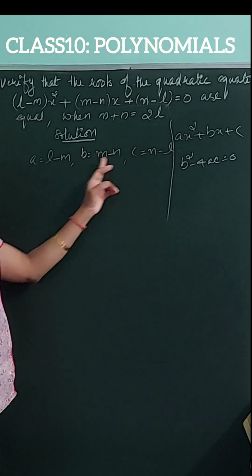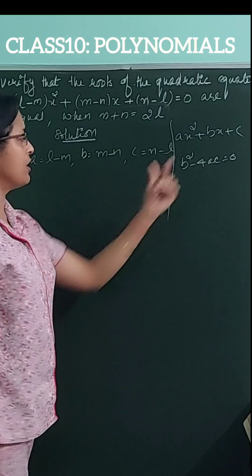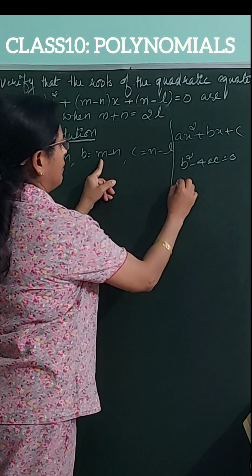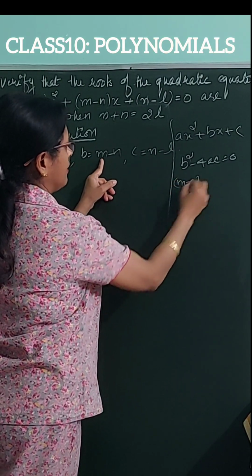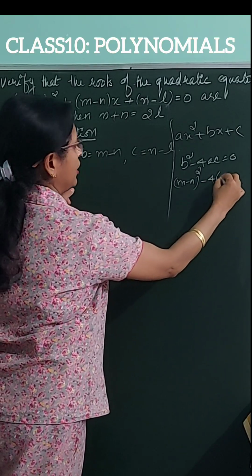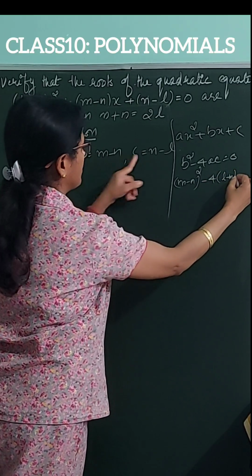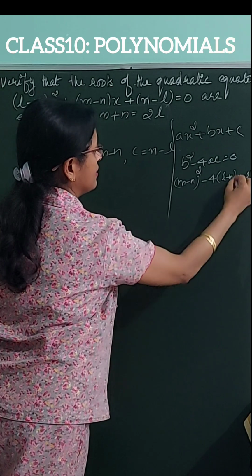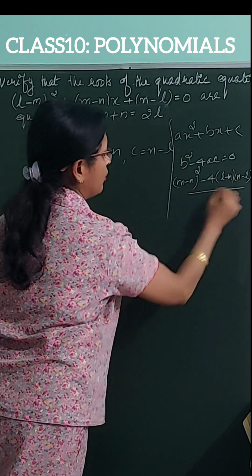Look at the values of a, b and c. If I have to use this method, first I have to expand (m minus n) the whole square minus 4 into a, which is L minus m, into c, which is n minus L, is equal to 0, and by solving this only I will reach this condition.